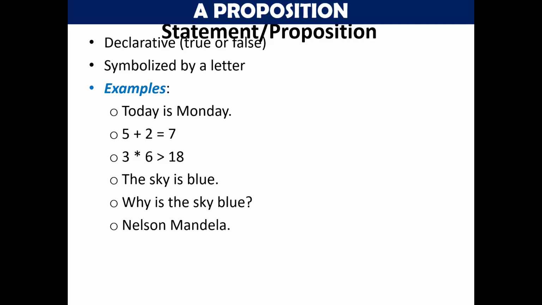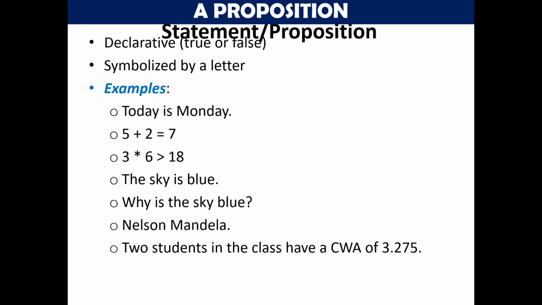Now, let's look at this. Nelson Mandela. Is this a proposition? No. Okay. Then, two students in the class have a CWA or a GPA of 3.275. Is this a proposition? Yes, it's a proposition. Somebody said no. Why is it not a proposition? Why do you think it's not? The one who said no, what is your reason?